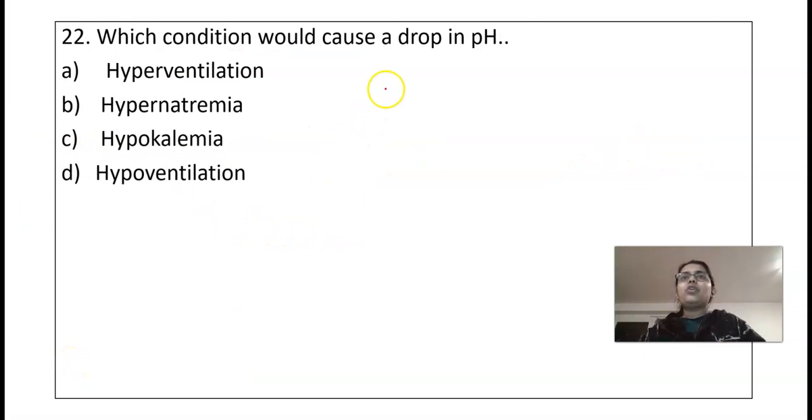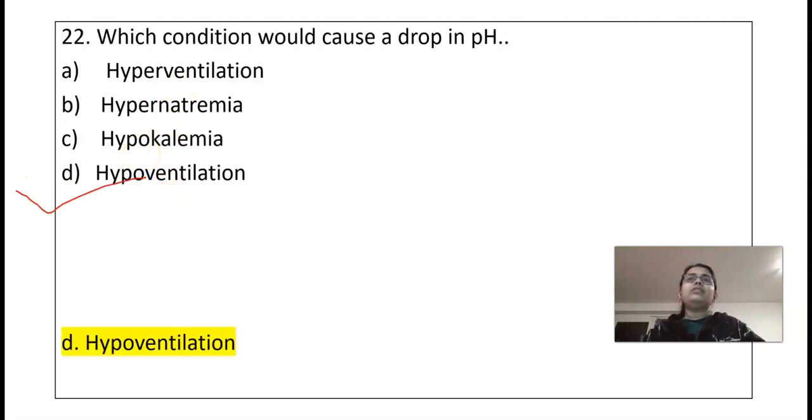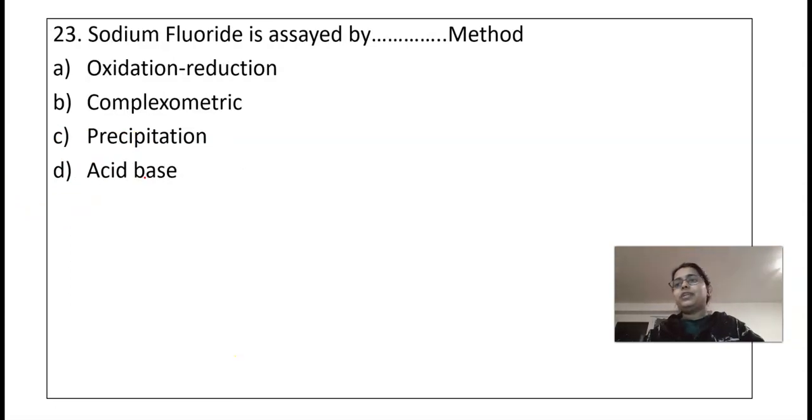Which condition would cause a drop in pH? This is a very important question. Which condition causes a drop in pH? The options are hyperventilation, hyponatremia, hypokalemia, hypoventilation. So the correct answer is hypoventilation. The condition that causes pH to drop in our body is hypoventilation.